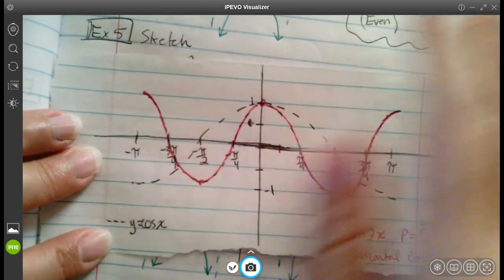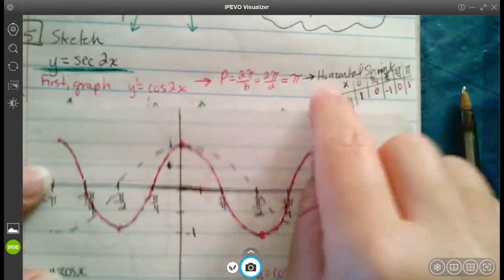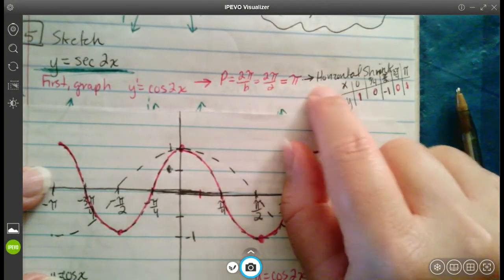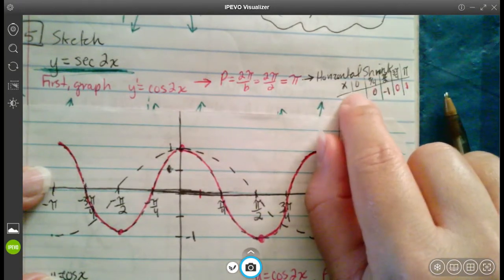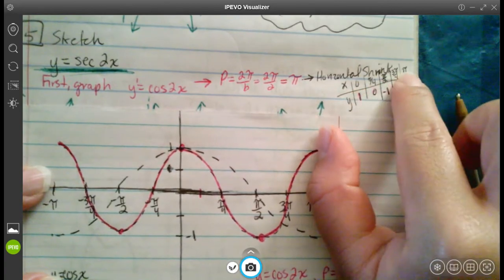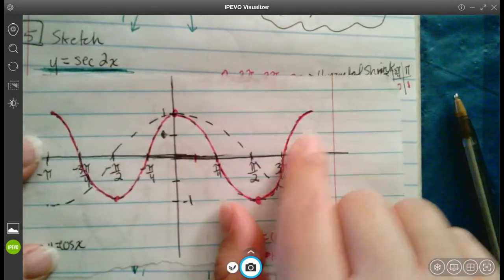If that didn't make any sense, I also did a table up here. I said the period's going to be 2 pi over 2, so it's a horizontal shrink, and I did my values here. So between 0 and pi, you plug those values in, and these are the numbers that I get. That's where I got these values from.